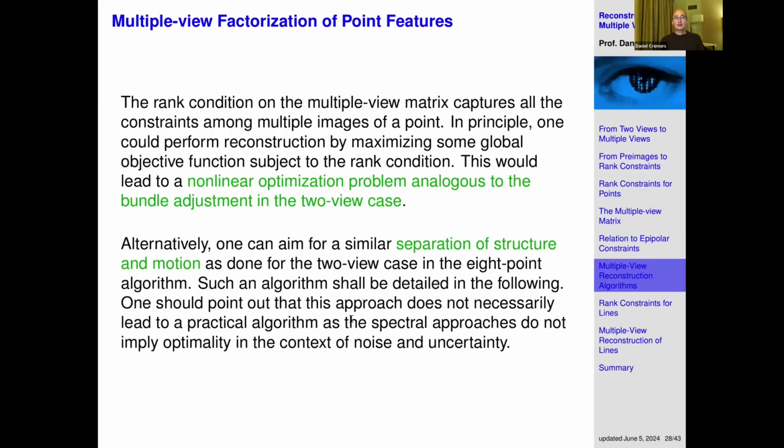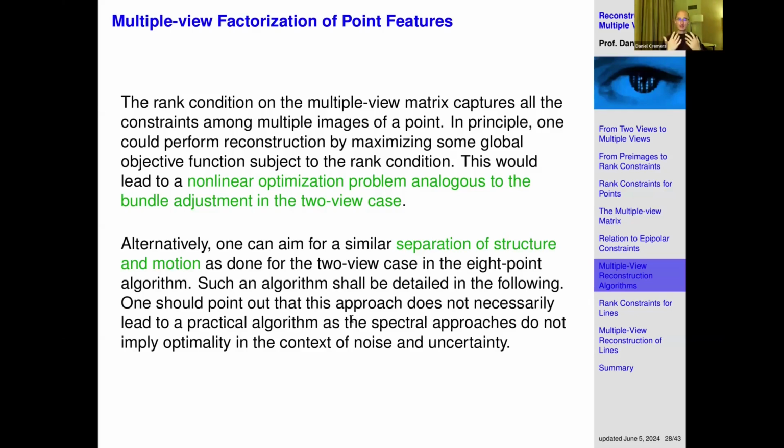So the rank conditions on the multi-view matrix capture all the constraints among the multiple images of a point. And so in principle, one could perform a reconstruction, minimizing some global objective function, subject to these rank conditions. We'll talk about that in the next chapter. This would lead to a nonlinear optimization problem analogous to what's called bundle adjustment in the two-view case. So it's a multi-view bundle adjustment, and we'll talk about these things in the next chapter.